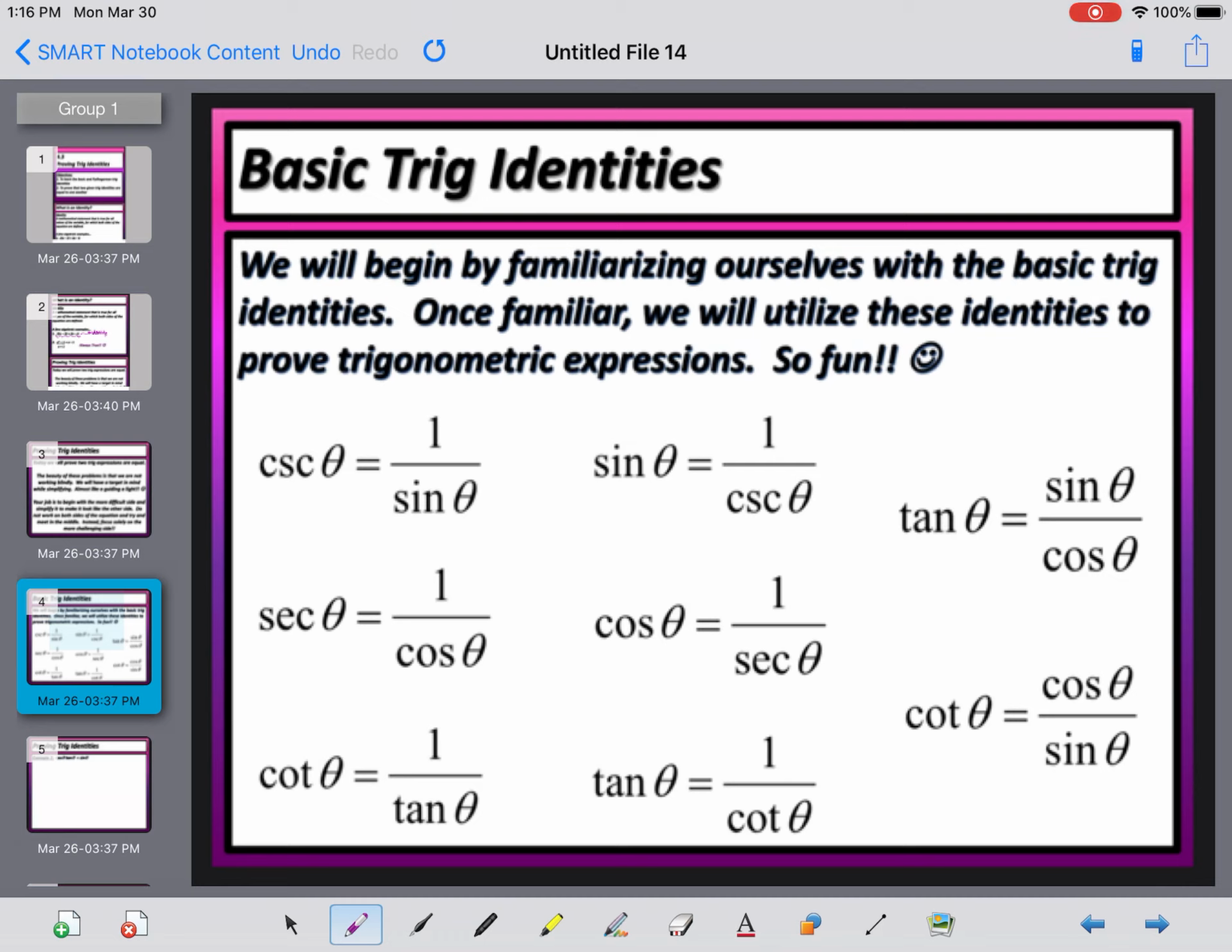Take a moment, pause the video, and copy down these trig identities. All of these are equivalent statements. So depending on the situation and which would be more beneficial, you could say, for instance, cosecant, or you could say 1 over sine, and you will not have changed the value of the expression.